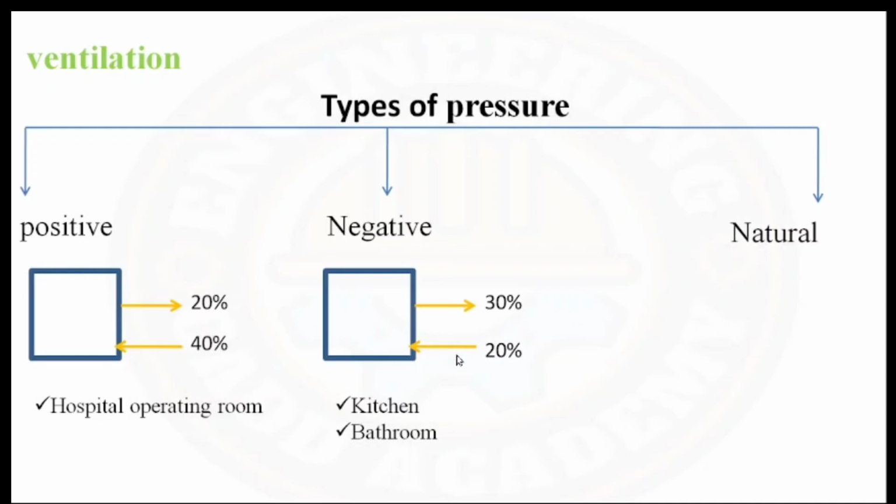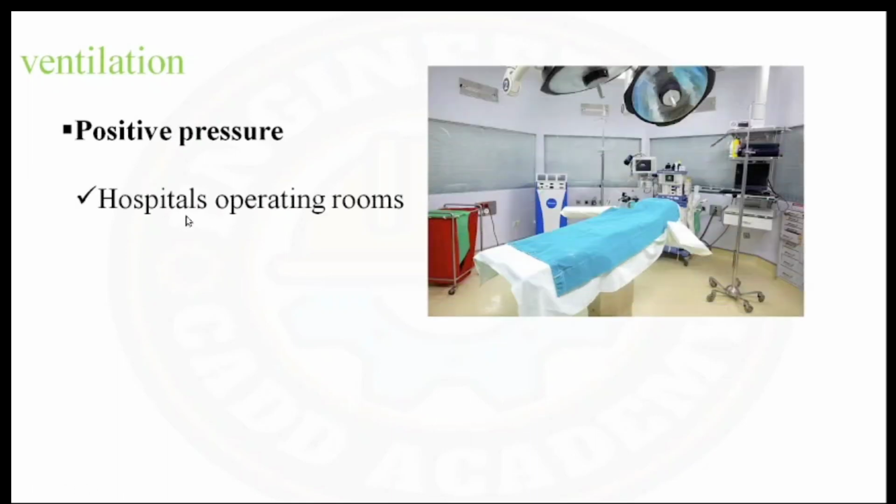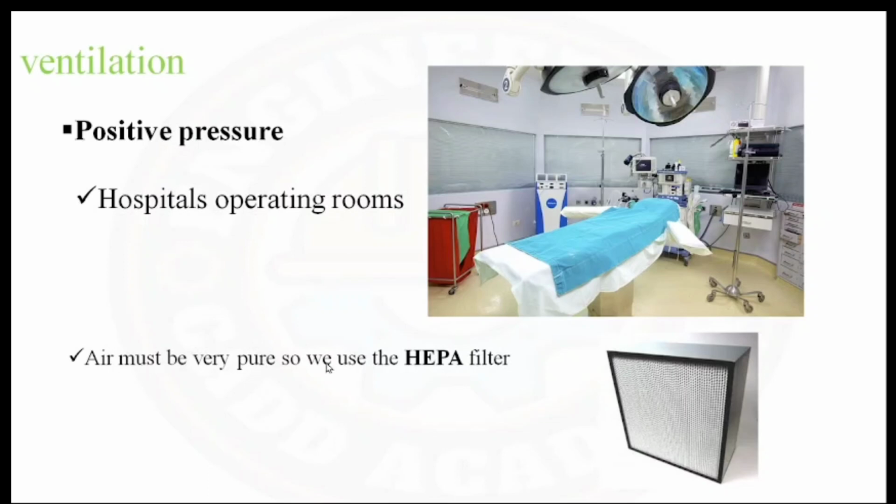And third is natural. As you know, natural means we use air naturally in and out. Where mechanical devices are connected, we use the concept of mechanical ventilation, with supply and return. Now, positive pressure, I told you, is used in the hospital operating room. As you know, there are germs there, so you will use an air filter known as a HEPA filter, because a lot of germs will be available in the air. To purify the air, we will use filters known as HEPA filters. This is about ventilation.